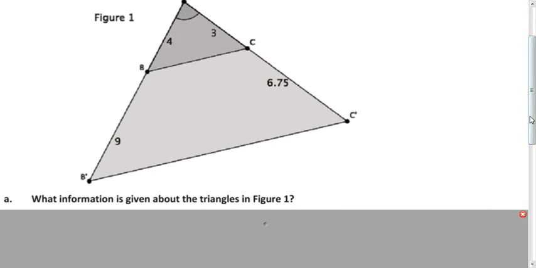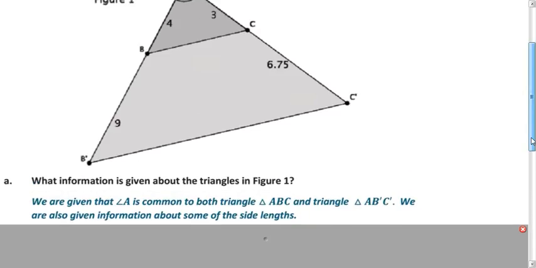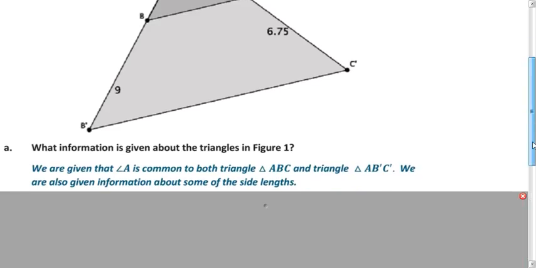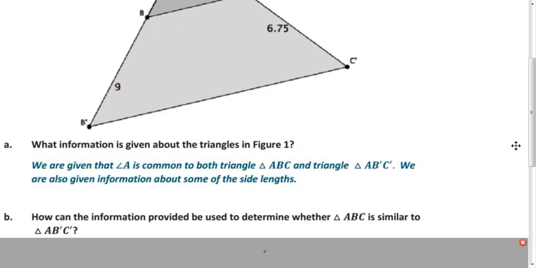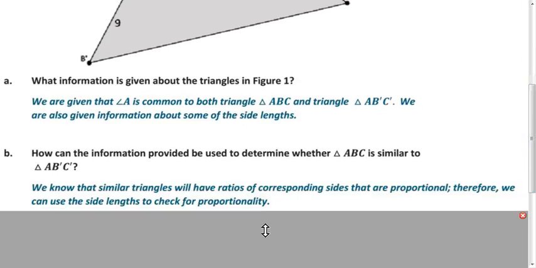Well, we know that they have an angle in common, that angle A, and we also know information about the side lengths. So how is that going to be useful? What can we do to check if these triangles are indeed similar? Well, if we check to see if the corresponding side lengths are proportional, then we can see if we have a similarity there, because we know that has to be true if we have similar triangles.